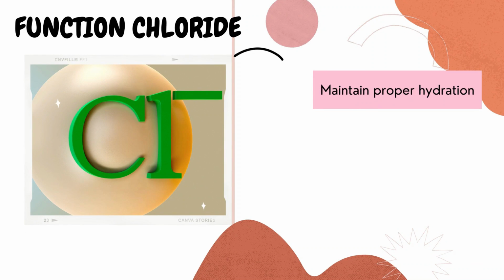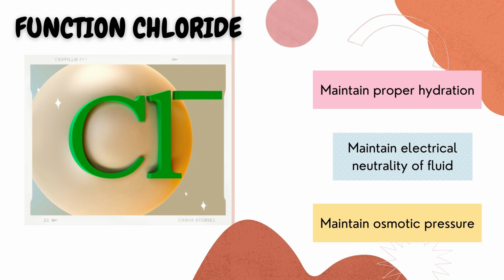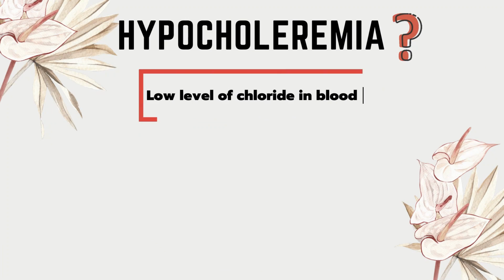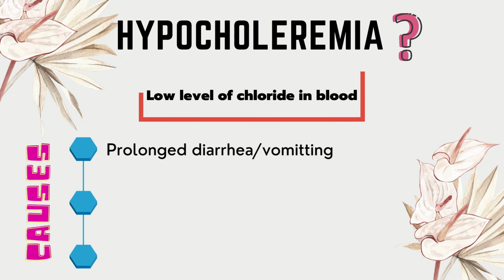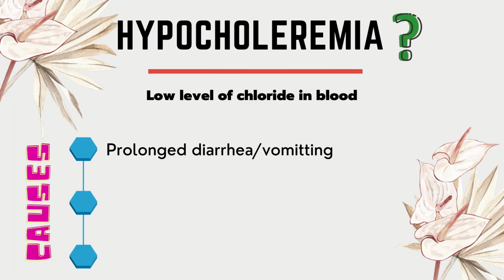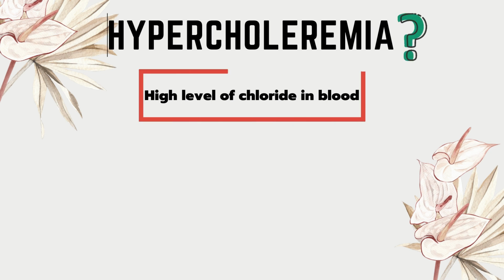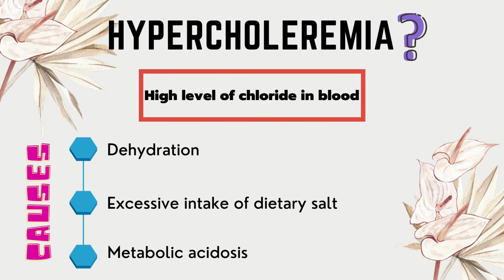Chloride has several functions in our body such as maintaining proper hydration, electrical neutrality of fluid, and also to maintain osmotic pressure. For the clinical significance of chloride, we can see conditions such as hypochloremia, which means low level of chloride in the blood. This condition can be caused by prolonged diarrhea or vomiting, defective tubular renal absorption, and metabolic alkalosis. Meanwhile, hyperchloremia, which means high level of chloride in blood, can be caused by dehydration, excessive intake of salt, as well as metabolic acidosis.